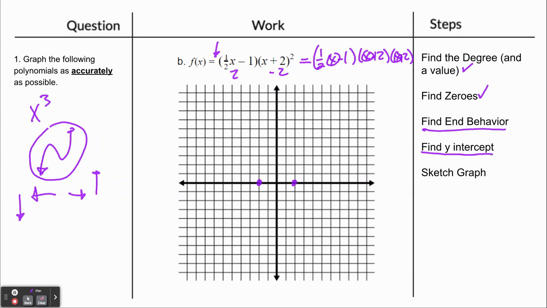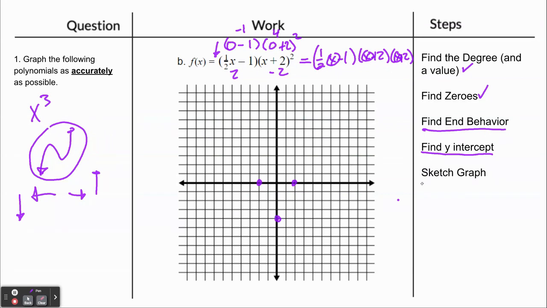So to find the y-intercept, we're just going to plug in when x is 0. And so basically 0 minus 1 is just negative 1. 0 plus 2 is 2, squared, which is 4. So negative 1 times 4 here is going to be negative 4. So that is my y-intercept.